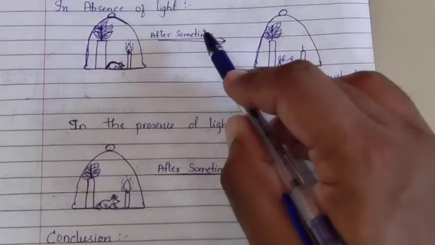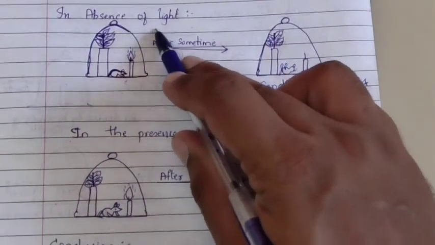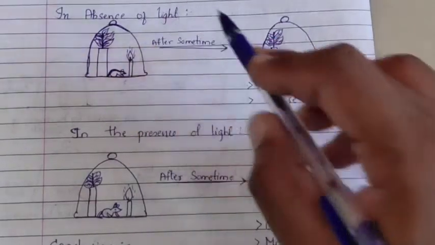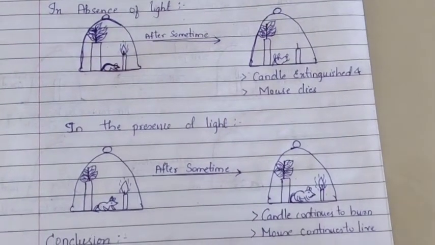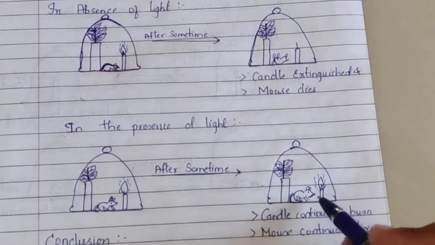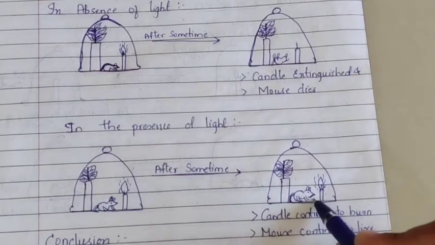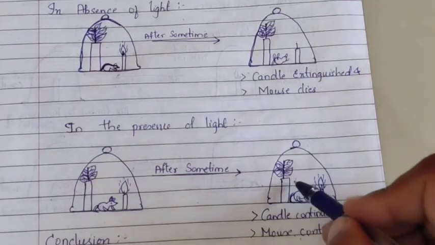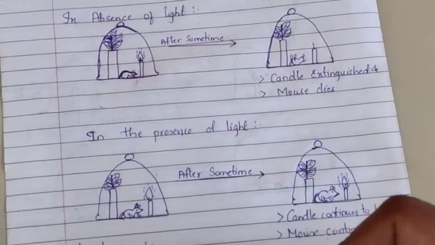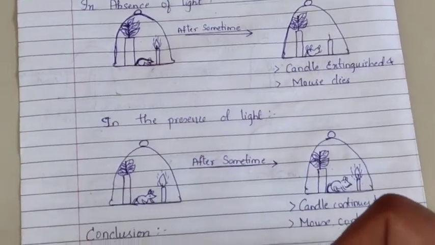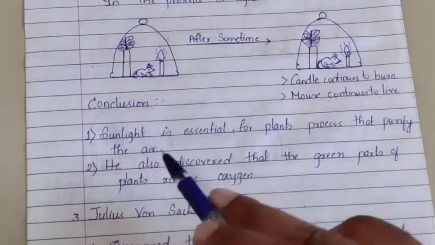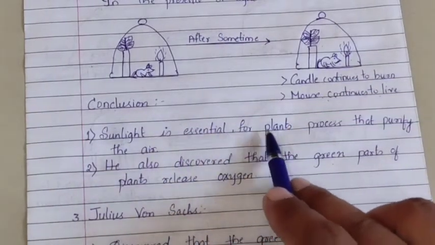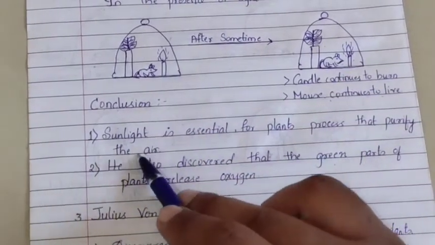Why? Because that experimental setup was in the absence of light. Now here it continues to burn, and the mouse which he kept also survived. The mouse continues to live. So what conclusion can be made by Jan Ingenhousz? These are the conclusions. Sunlight is essential for the plant process that purifies the air.